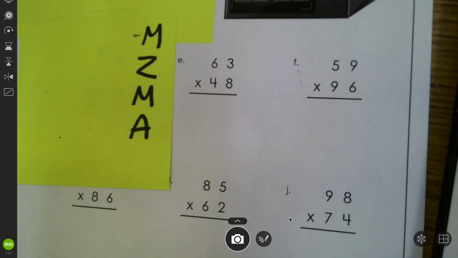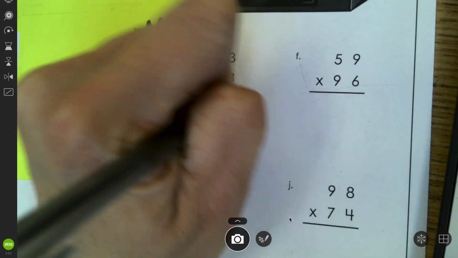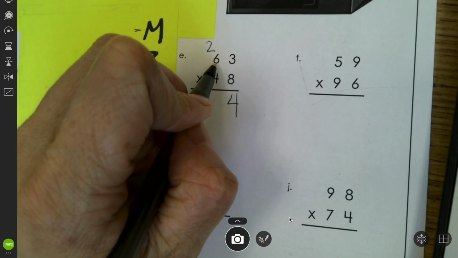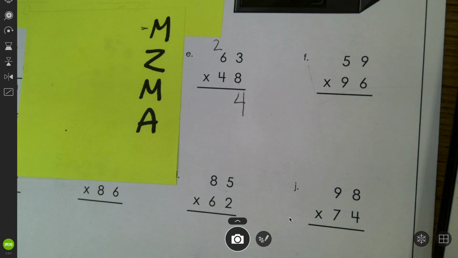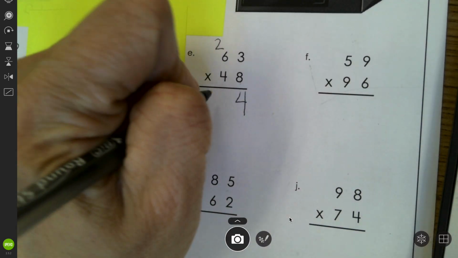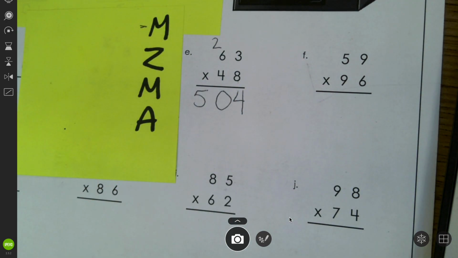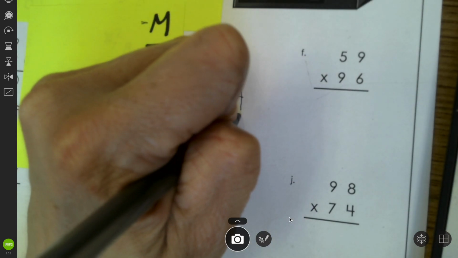8, 16, 24. Stop. The 4 down below. Carry the 2. 8 times 6. 8, 16, 24, 32, and 40. 48. Stop. 48 plus 2, 48, 49, 50. Making sure I'm lining up all my digits, all my place value. Okay, I'm going to cross the 2. I put a 0 down below.